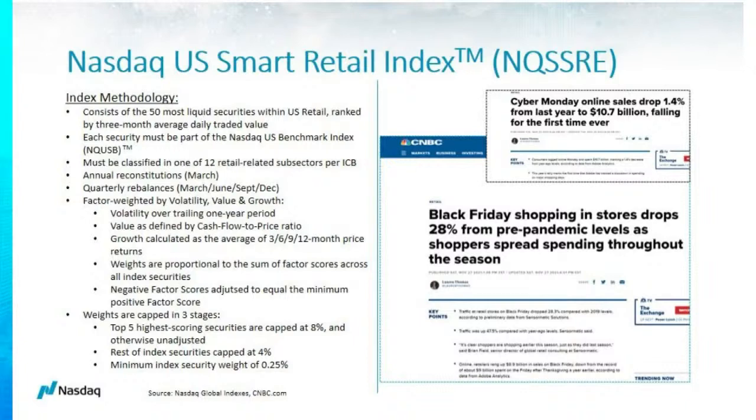But the really interesting thing about this index is the weighting. And it's really got 3 tiers of weighting according to factor performance. So it looks at volatility on a trailing 1-year basis. It looks at value as defined by cash flow to price. And it looks at growth as defined by 3, 6, 9, and 12-month trailing price returns. And so basically the index methodology looks at all the aggregate scores of these 3 factors across those 50 securities that are selected for the index.